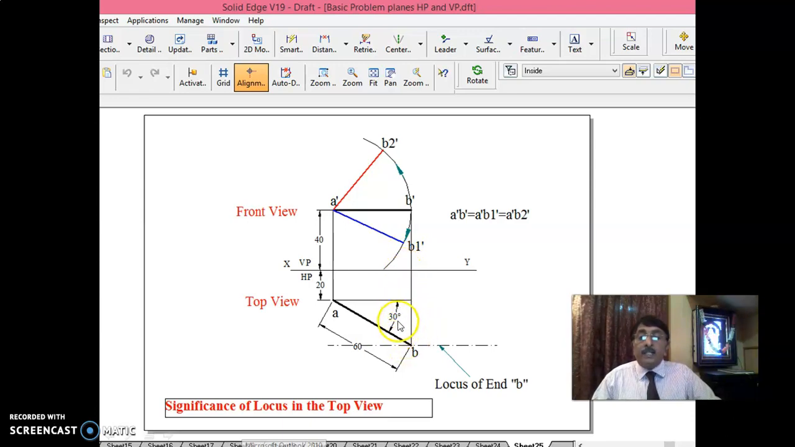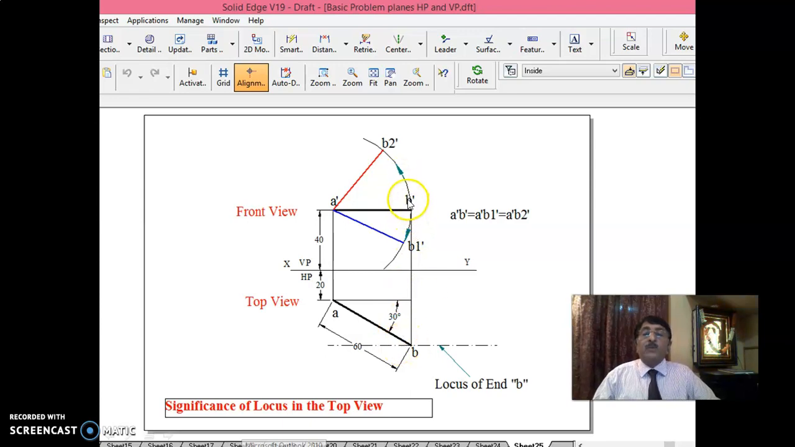as long as inclination to VP remains same, whatever you do, the distance of end B in front of VP remains same. That means let us say you do this way, some random position B1, B1 dash, what you got. The distance of this in front of VP remains same. That means this is the distance in front of VP, correct? This B1 dash directly comes and hits and stops on the locus.